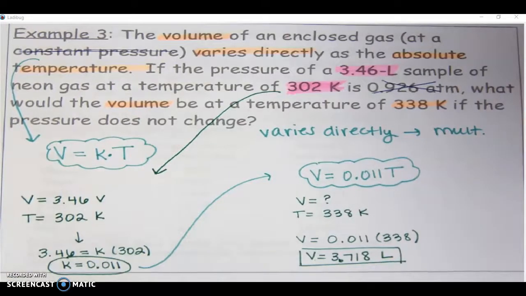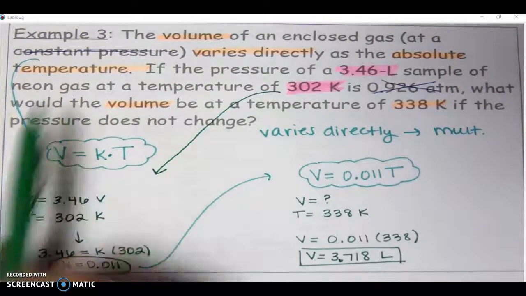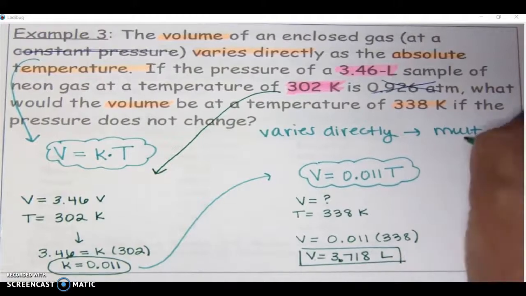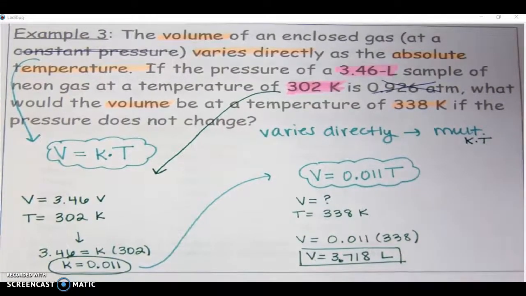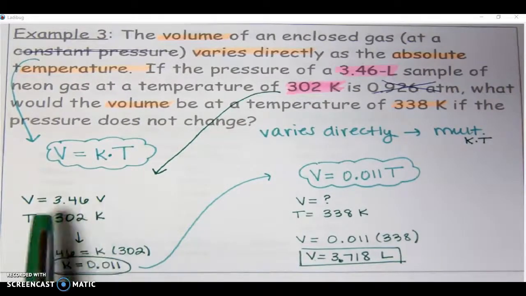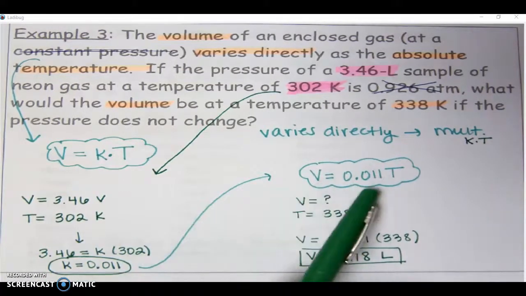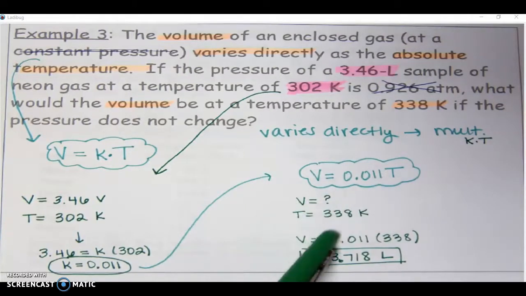Okay, so for these word problems, it helps if you'll just read a sentence, figure out what it's saying, and then just keep reading after that. So volume varies directly with temperature. It means that you're going to be doing multiplication with your constant and the variable, so like K times T. That was the equation. Then if we kept reading a little bit further, it told us the volume and the temperature, so that let me figure out K. And so now I have a new equation, volume equals that K value times T. Then it said, what would be the volume if the temperature is 338? So we plug in, and our final answer is 3.718 liters.